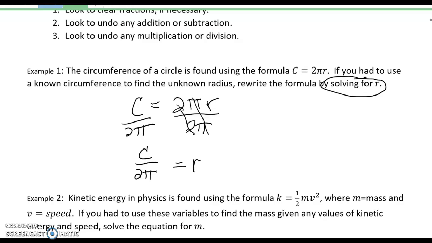So for these literal equations, this is what your answers could look like. You got your variable by itself that you're solving for on one side, and then some combination of other variables and numbers and operations on the other. So this is our solution for r. R equals C divided by 2 pi.